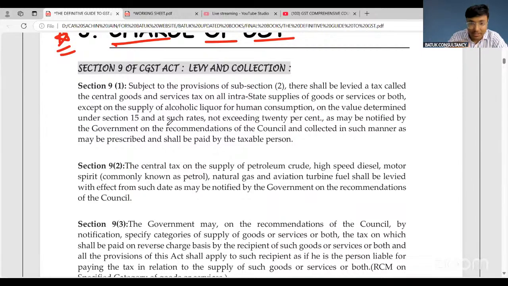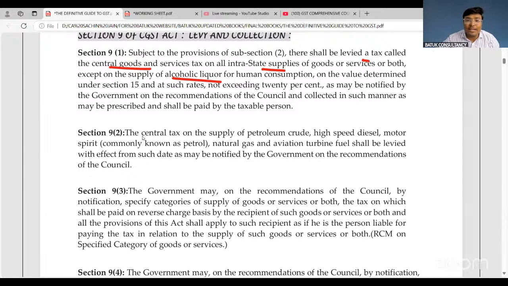Now, section number 9, subsection 1 says a tax called Central Goods and Services Tax on all intra-state supplies of goods and services or both, except on alcoholic liquor for human consumption, value determined as per section number 15. They have also taken the reference of section number 15 for the value determination, at such rate not exceeding 20%, that is the highest rate they have prescribed.